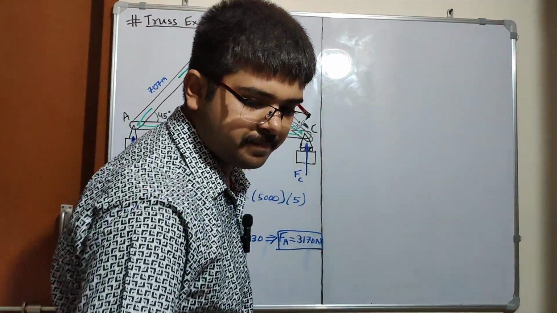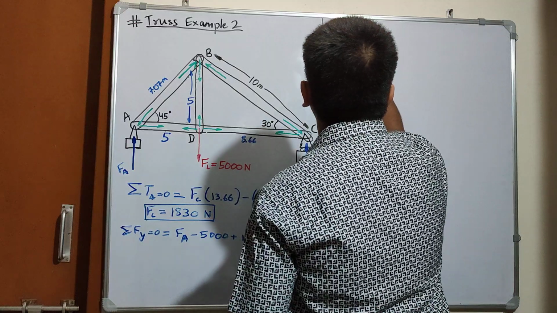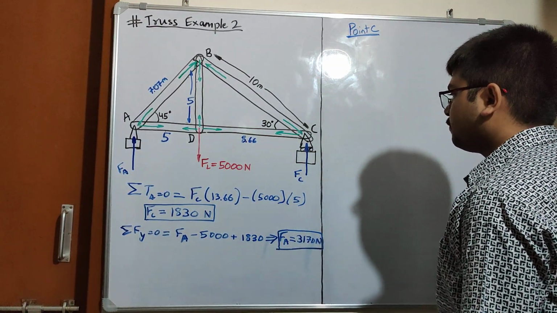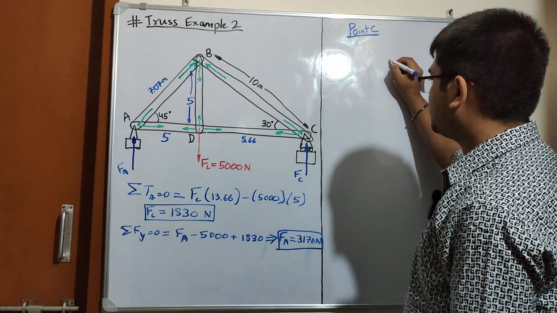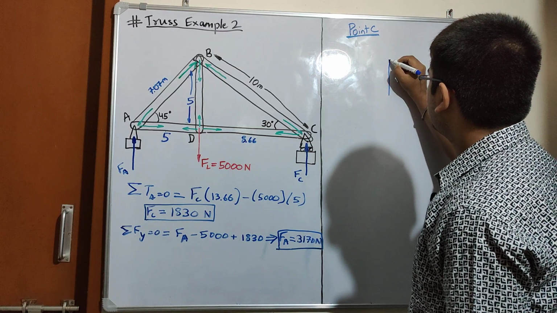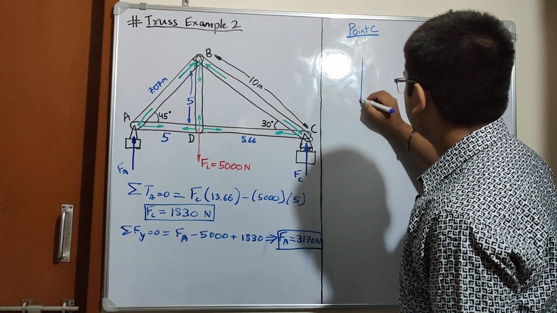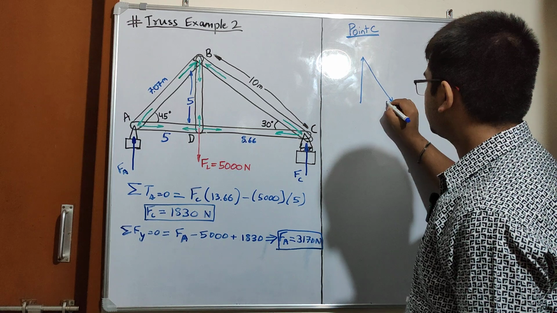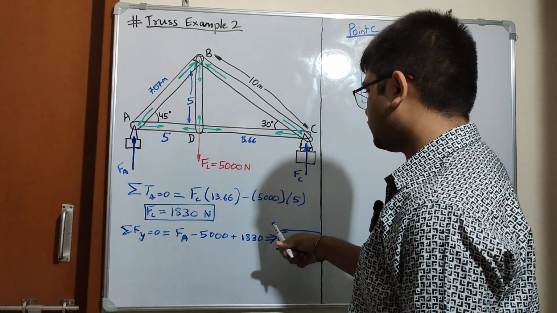So point C, if we take point C, then for point C we will have one force in this direction, one force in this direction, another in this direction, and this one in this direction, third one in this direction. So this is FC, 1830.